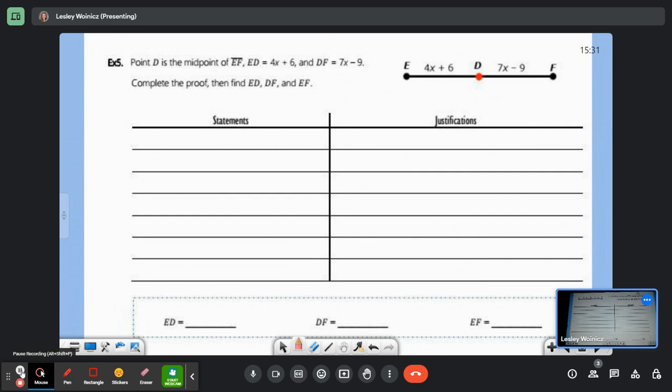Okay, so read our little baby paragraph. Point D is the midpoint of EF. So before I do anything else, what did they tell us? Yeah. So point D is the midpoint of EF. Okay, that was given to us. What else did they give us in the picture?